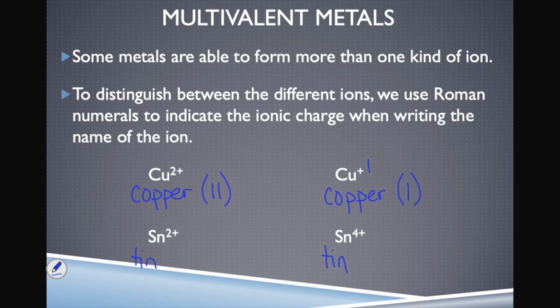Okay, tin 2+. We could call it a tin 2 ion. The other option is 4+, so we'd call that a tin 4 ion. Really important that when we're dealing with multivalent metals, in the name, we are indicating which one we're talking about. Okay, that's a must. That's a rule.